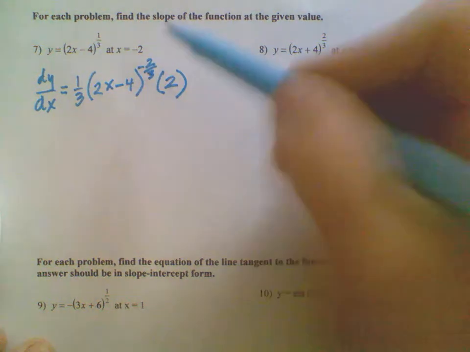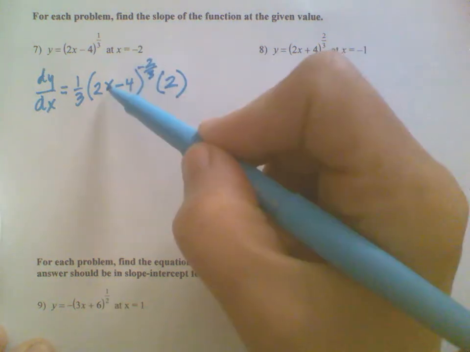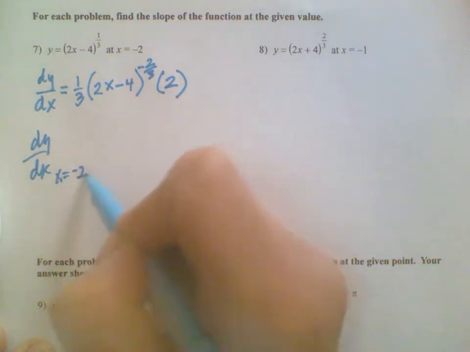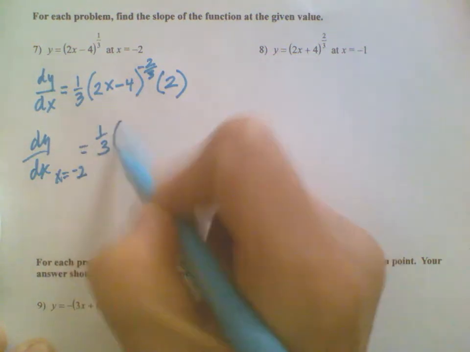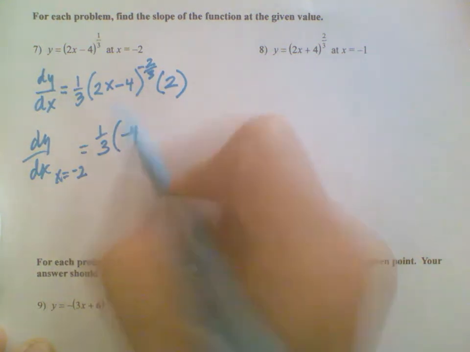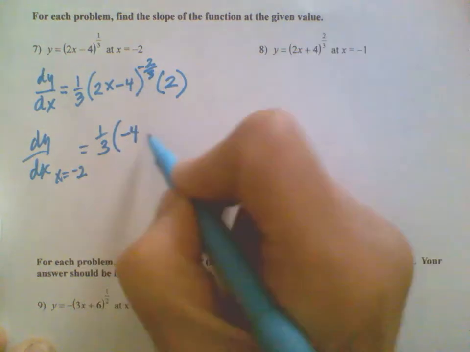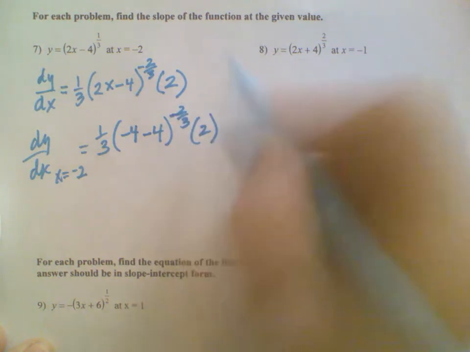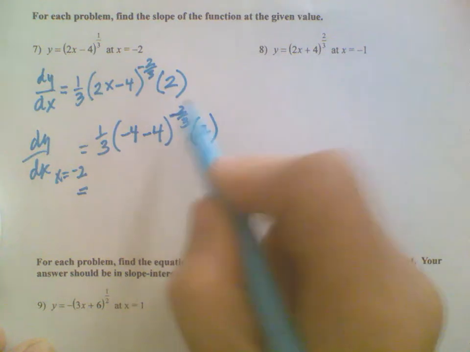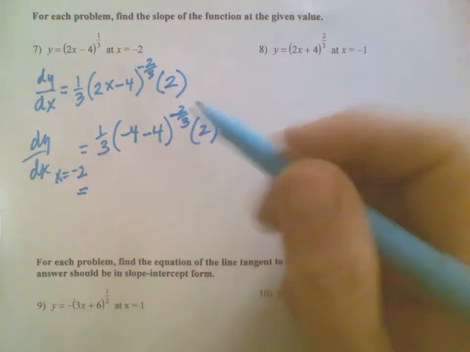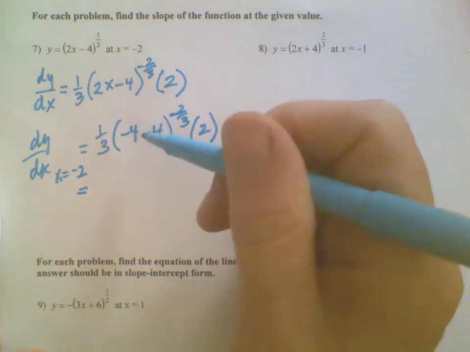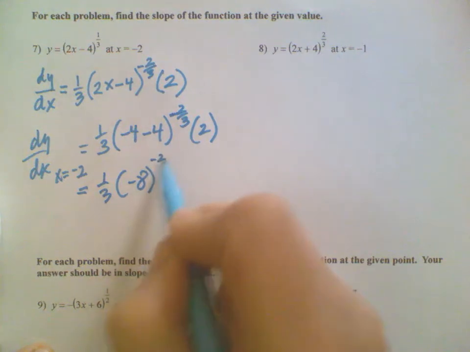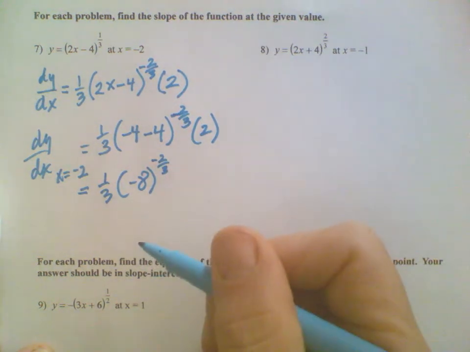Now, to evaluate that at negative 2, that means I plug negative 2 in for x. So dy/dx at x equals negative 2 would be 1/3 times (2 times negative 2, not a toughie, minus 4) to the negative 2/3 power, times 2. Now, this is what I want to address, this negative 2/3 power, because the negative is going to bring whatever value I get here, which is going to be negative 8, down to the denominator as I evaluate it.